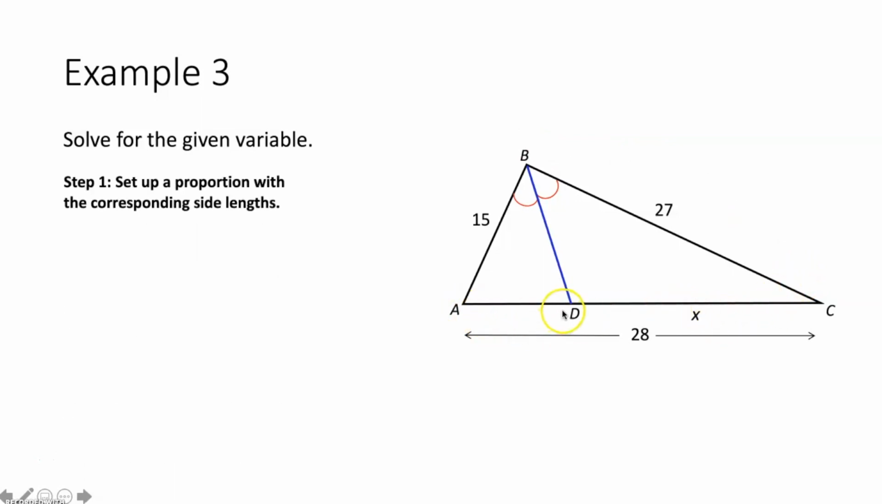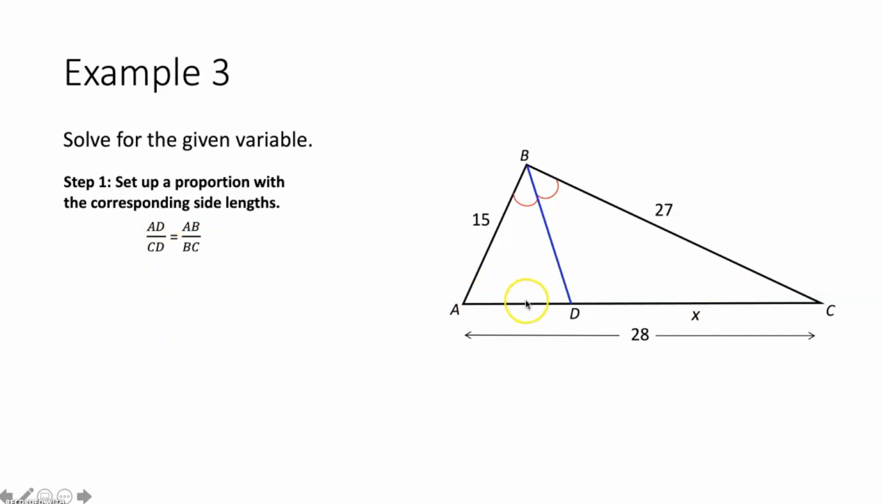We can say that the measure of segment AD over the measure of segment CD has to equal the measure of segment AB over the measure of segment BC. We can then plug in what each of those things are equal to. The measure of segment AB is 15, that goes in there. The measure of segment BC is 27, that goes in there. The measure of segment CD is x, that goes in there.